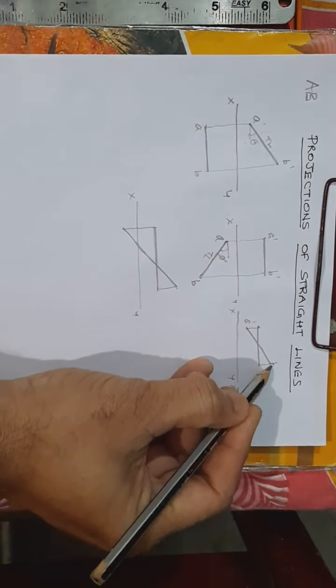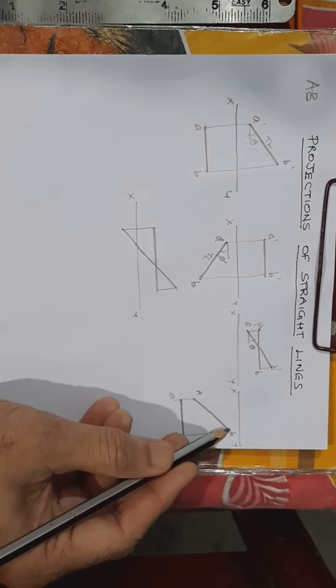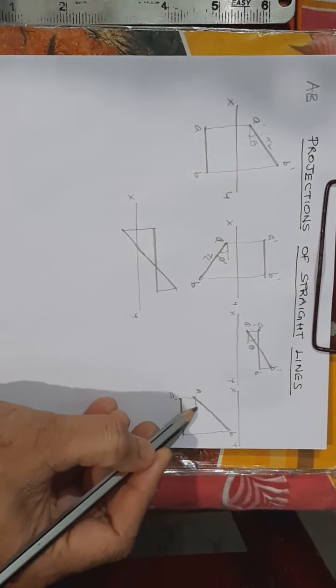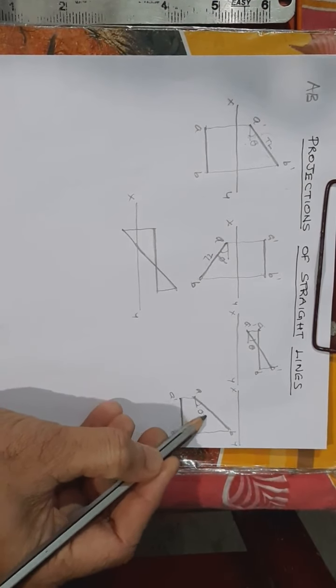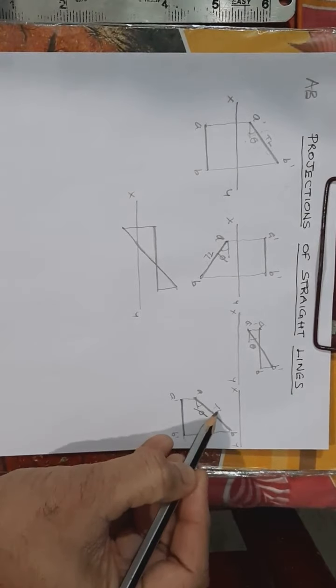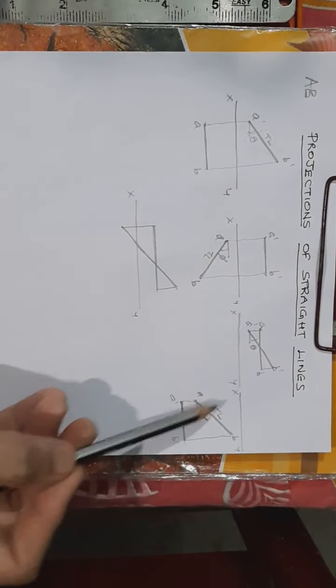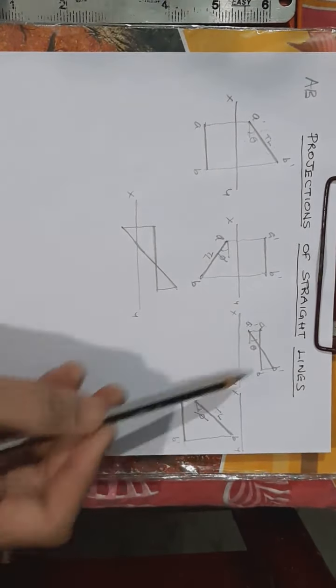Suppose I write AB here and A dash B dash here. Here the line is completely in the fourth quadrant, and that is the reason both the front view and top view are drawn below the XY line. Since the top view is inclined here, this inclination is always phi, and since the other view is parallel, this will be true length. This is a case of second quadrant and this is a case of fourth quadrant.